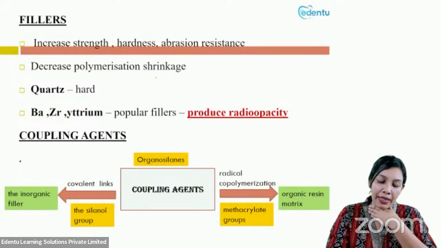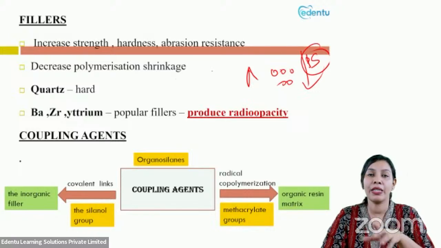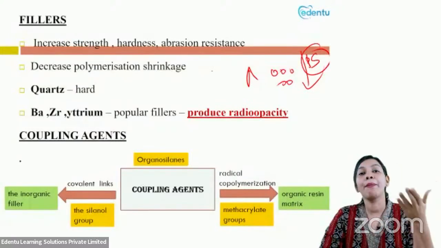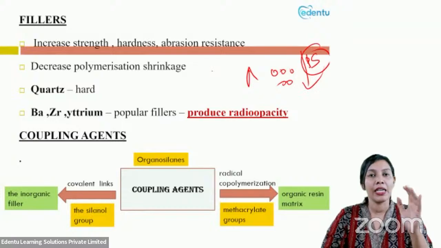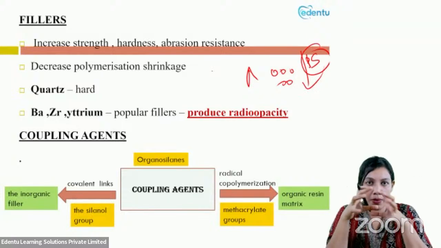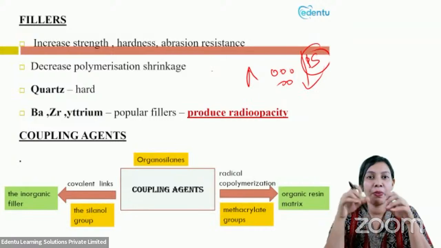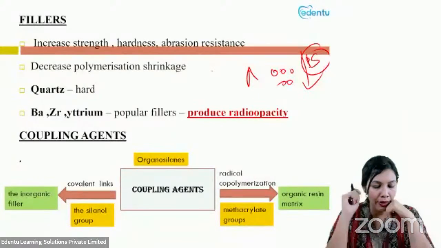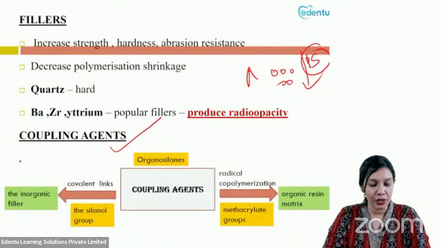The more the small filler particles, the less the polymerization shrinkage will be. Very important question: filler particles are inversely proportional to polymerization shrinkage. If we have small particles in between, there will be no shrinkage because the material is there inside. So it prevents the polymerization shrinkage. One point.